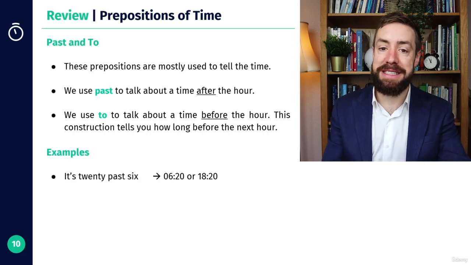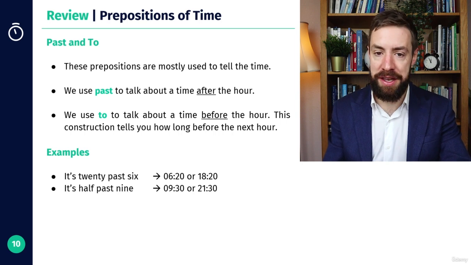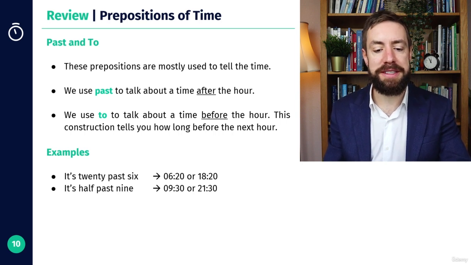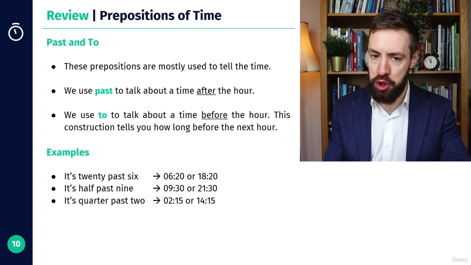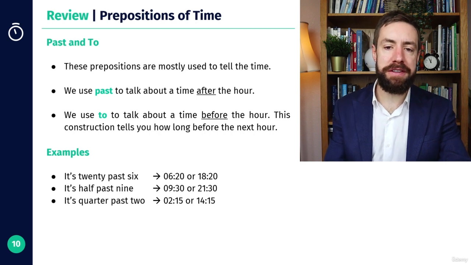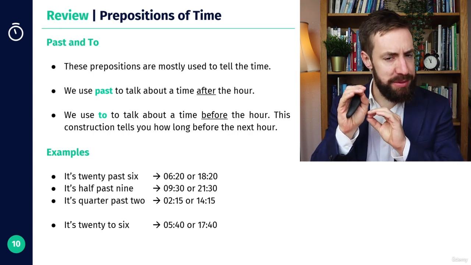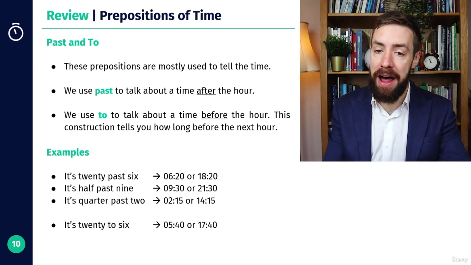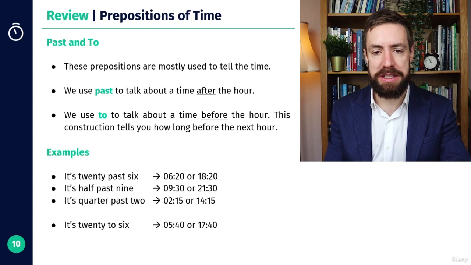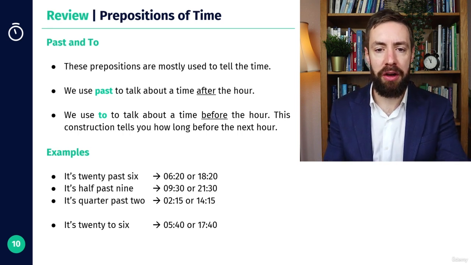It's 20 past 6, so that's 6:20 or 18:20. We say 20 past 6. It's half past 9, 9:30 or 21:30. It's quarter past 2, which is 2:15 a.m. in the morning or 14:15. And then it's 20 to 6. This is the one that sometimes confuses people. That would be 5:40 or 17:40. So there's still 20 minutes left before we get to 6 o'clock.